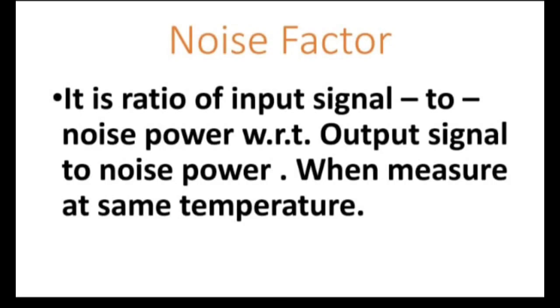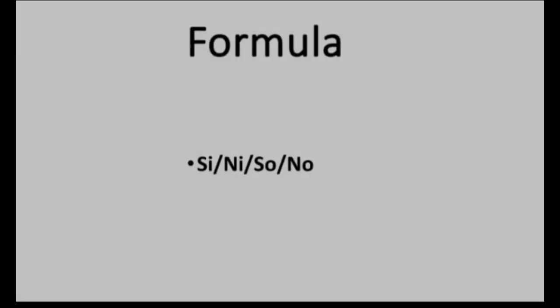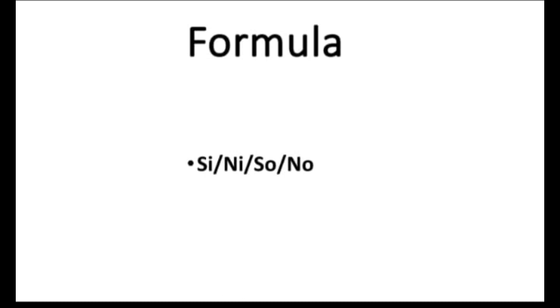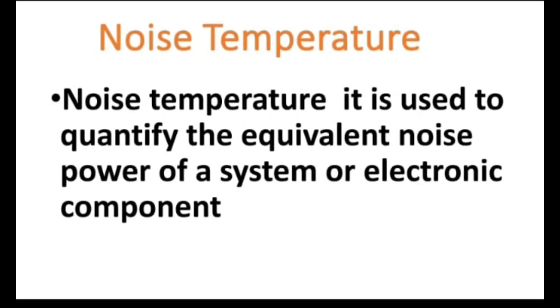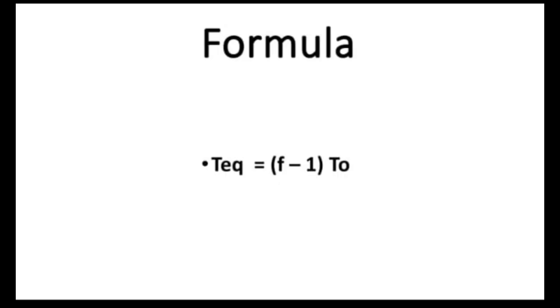Noise factor: it is the ratio of input signal to noise power with respect to output signal to noise power when measured at the same temperature. Formula: (Si/Ni)/(So/No). Noise temperature. Noise temperature is used to quantify the equivalent noise power of a system or electronic component. Formula: temperature is equal to F minus 1 times T0.